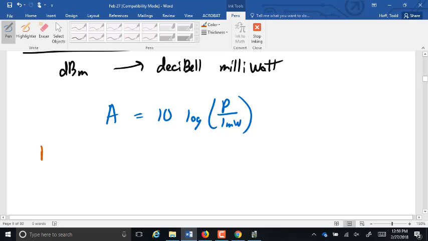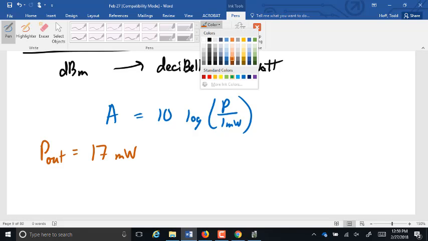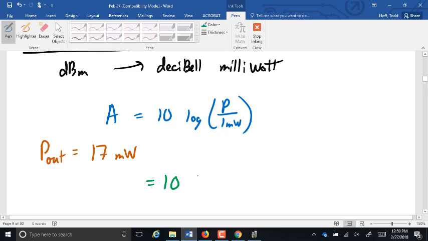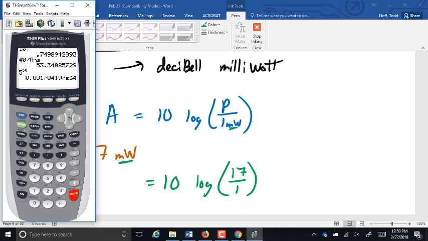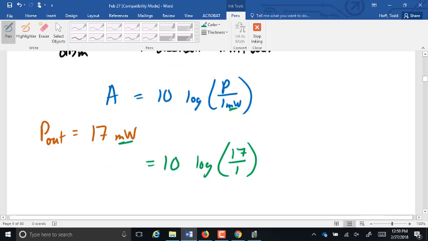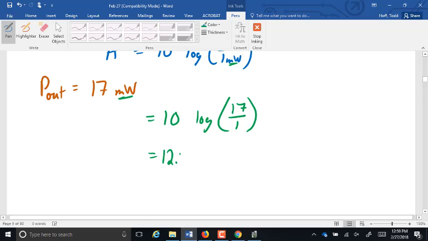So if we have a device that is putting out 17 milliwatts, that power level is 10 times the log of 17 over 1. Now, since that was in milliwatts, I was able to drop my units because it's milliwatts over milliwatts. The units canceled out. So that's simply going to calculate 10 times the log of 17. I don't have to do the divided by 1. It gives me 12.304 dBm's.